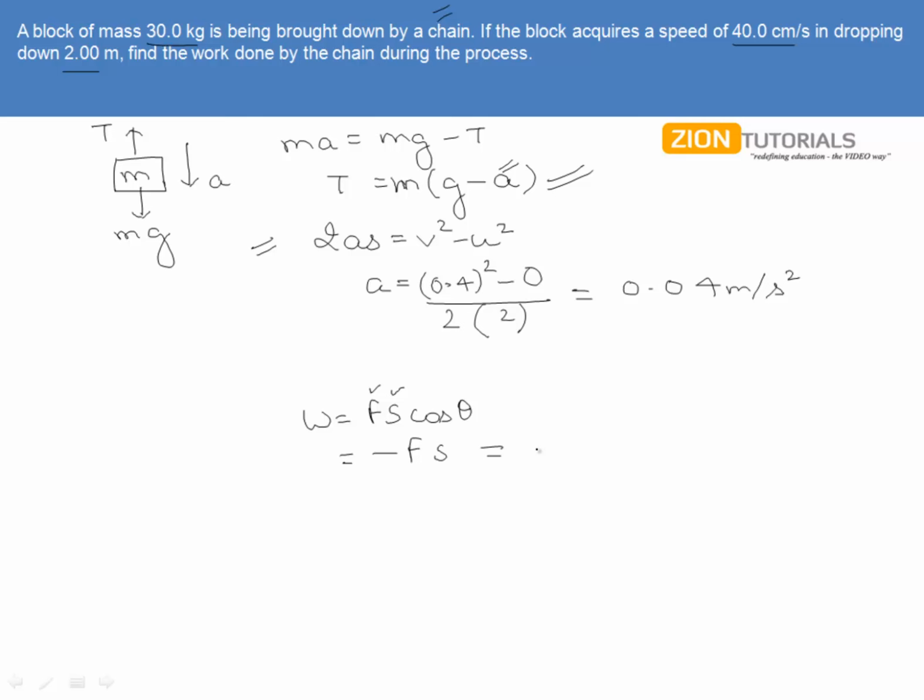Putting the values we get, that is, the force we are having is m(g minus a), but it is negative, and the displacement being 2 meters because they have given it in the problem. Putting the values over here we get minus 585.6 joules, that is approximately minus 586 joules.